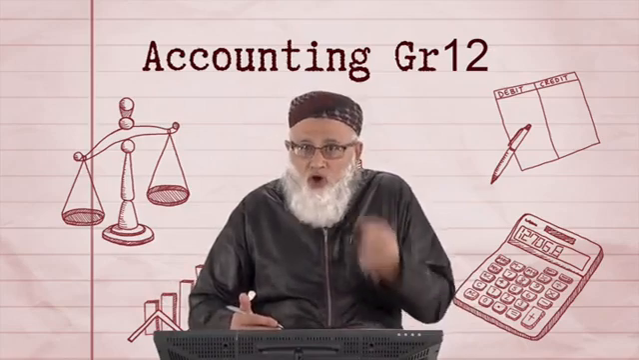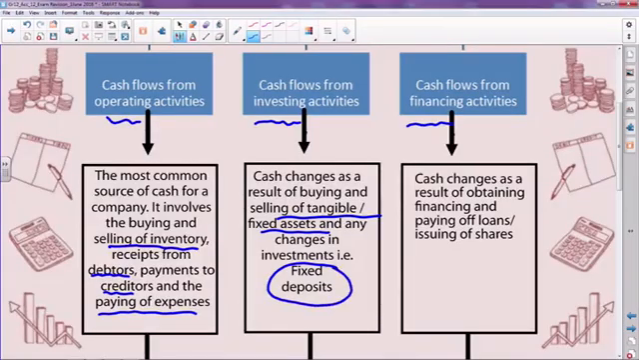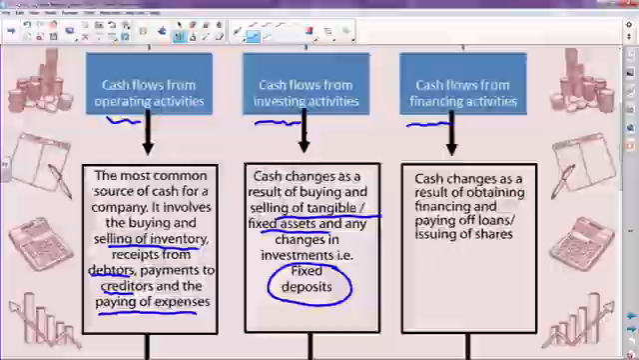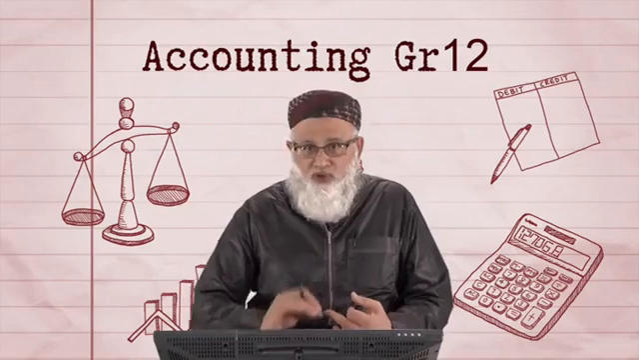And very often in this particular section of the work, you find that learners tend to forget the investment of your fixed deposit. So, with regards to my investing activities, I'm looking at tangible assets. I'm looking at, one, the proceeds of the sale of my tangible asset, two, the purchase of my tangible asset, and three, I'm also looking at what happened to my fixed deposit. Clear on that? Great stuff.